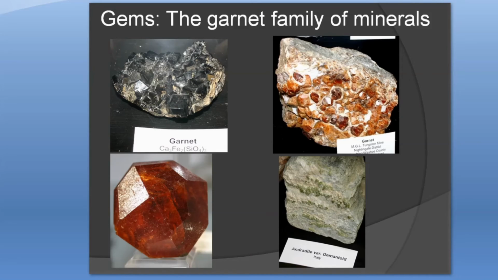Garnet is another family of gemstones and minerals that is used in a lot of rocks. And you can see an example here that's near black. I have other examples that are kind of orangey brown. And then in the lower right, there's a little bit of a green colored one. Garnet comes in a wide variety of colors.